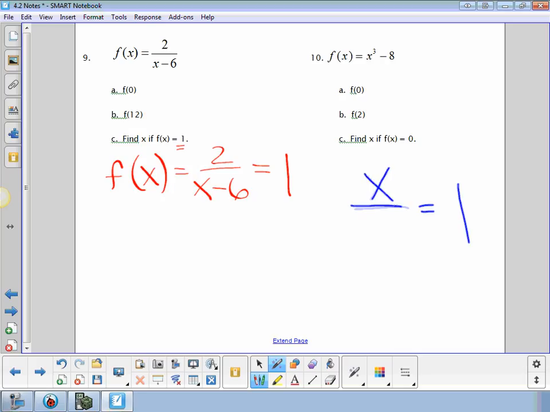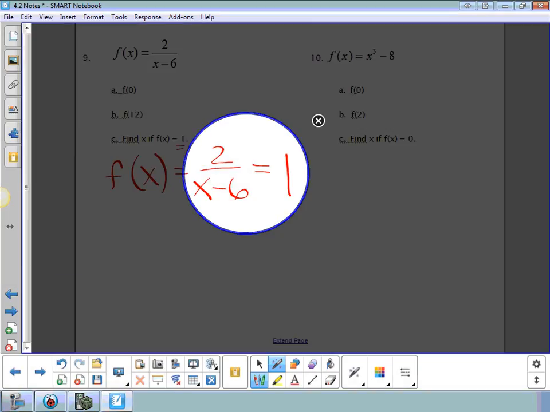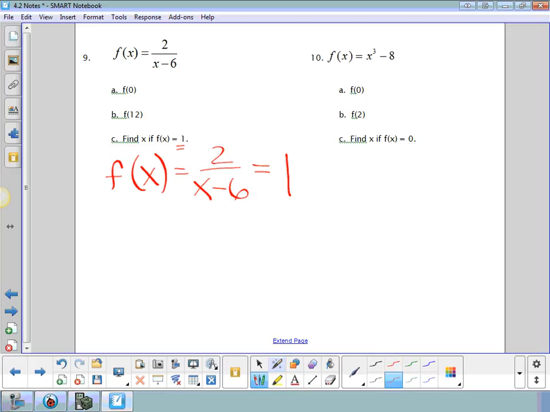The top and bottom would have to be the same. Right, sir? Yes. For a fraction to equal 1, the top and bottom have to be the same. So, for this to be true, what has to be true about 2 and x minus 6? They have to be the same. So we can just make this equation say 2 equals x minus 6. That will make this fraction true. That will make this proportion true. All right? That's one way to do it. Add 6 to both sides, and what do you get? X must be 8. All right?